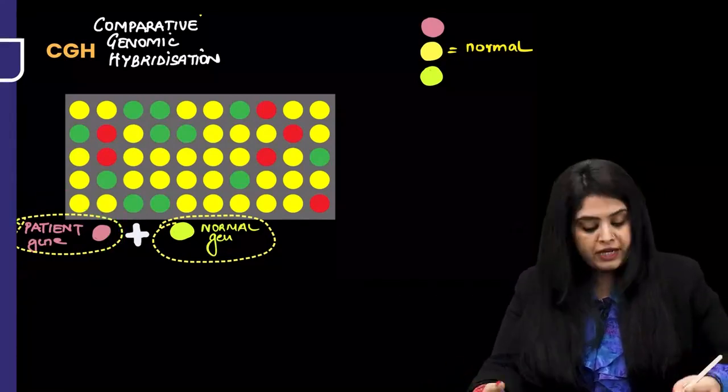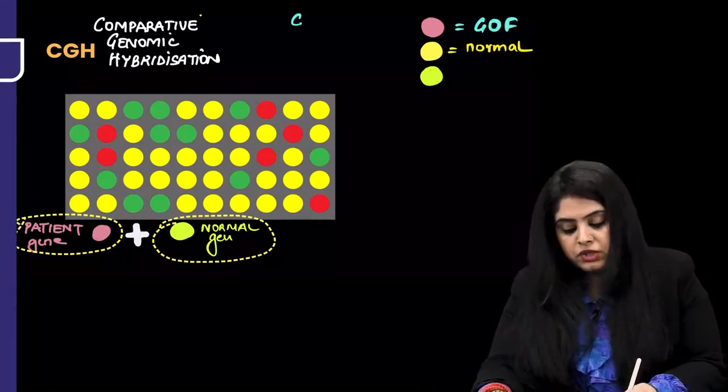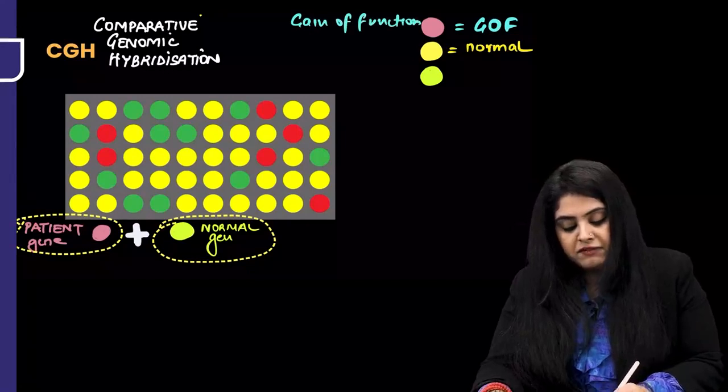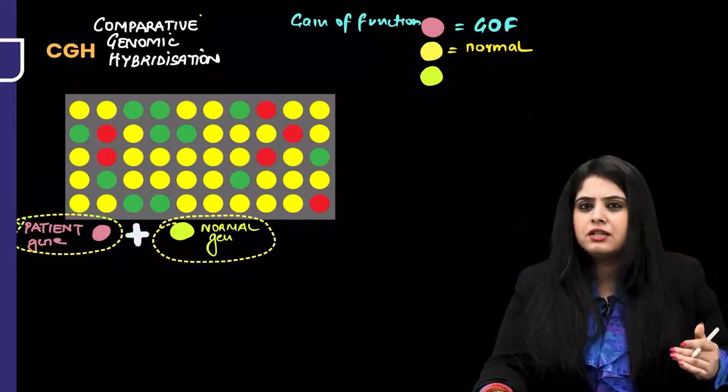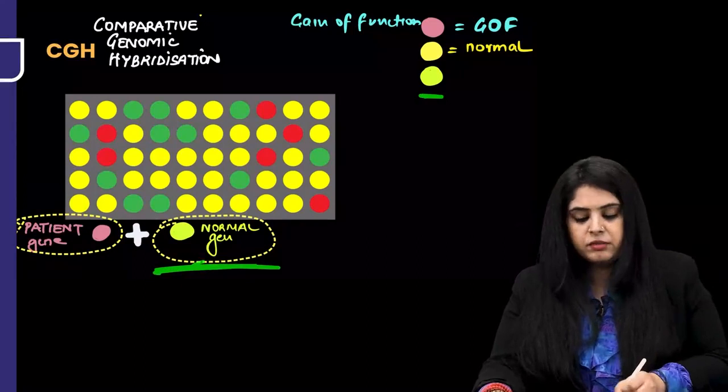That is, I'm getting more of red color. This means this is a case of gain of function mutation. It is a gain of function mutation that has happened. And if I get less of red color, patient ka color kam hai, patient ka color is less, red is less, this means green is gonna be more.